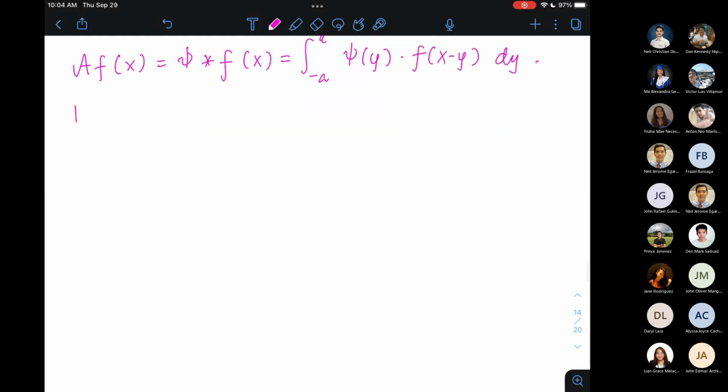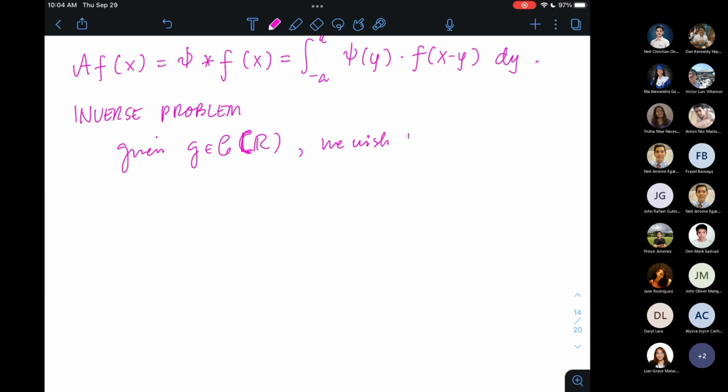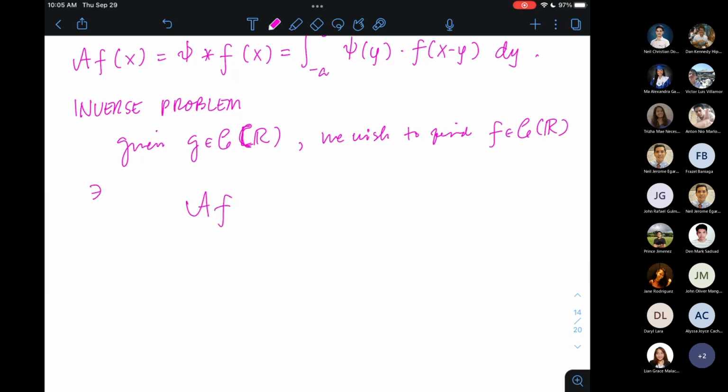So basically, our inverse problem is we are given a function g. So given a continuous function g, we wish to find a function f, a continuous function f, such that yung image ni f under the convolution operator A ay equal kay g, right? So ganun naman talaga pag inverse problem. Given sa atin yung intended output, hanapin natin ano yung input na makakapagbigay sa atin ng output na yon.